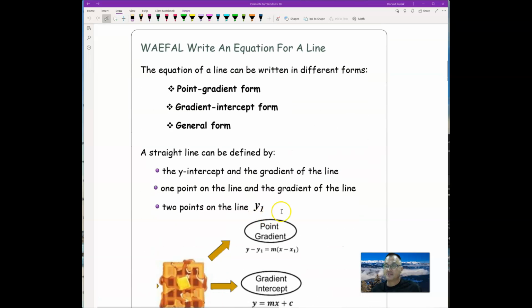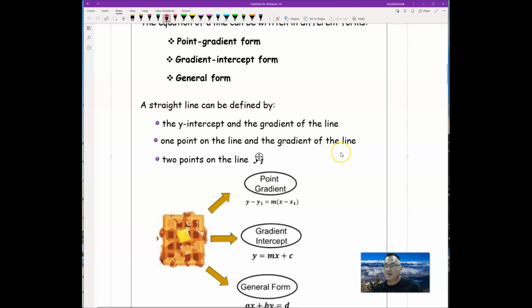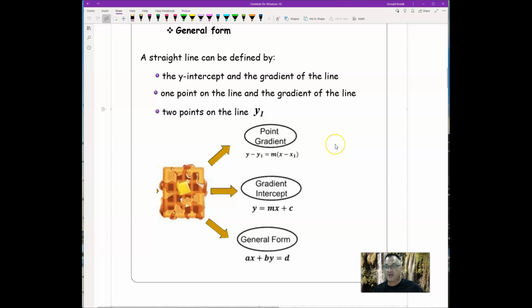So we talked about this yesterday. There were 3 different ways that you could write the equation for a line. That's what the acronym WAFL stands for: write an equation for a line. Depending on what ingredients we have, we can write it in point gradient or point slope. That's what we're talking about today. Slope intercept or gradient intercept, that's what we did yesterday.